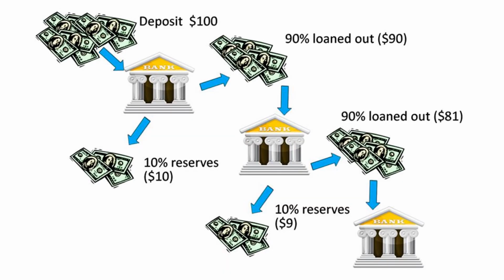So graphically speaking, it resembles something like this. $100 deposited, your bank keeps 10% of it in reserves and loans out the remaining 90%. And then the second bank does the same. Then the third bank, the fourth, fifth, sixth, seventh bank.